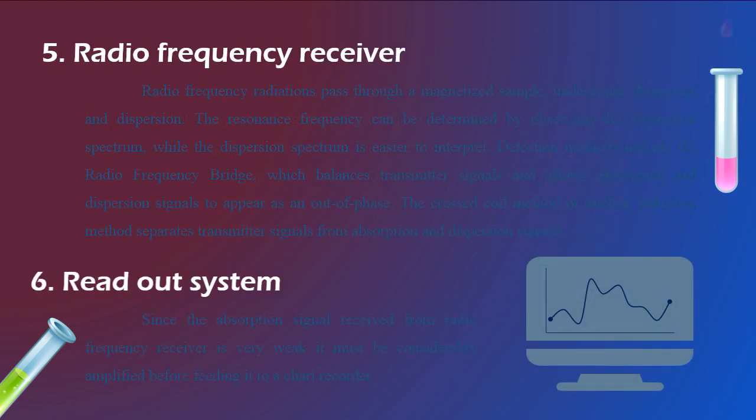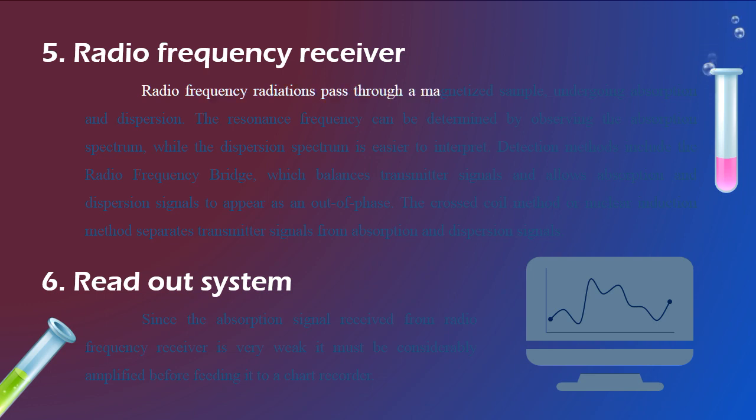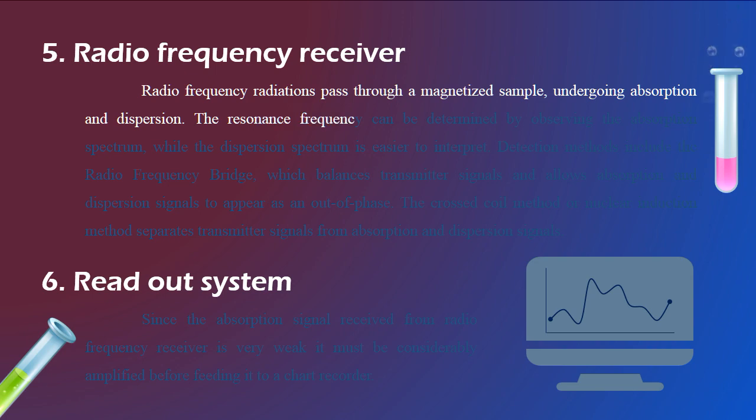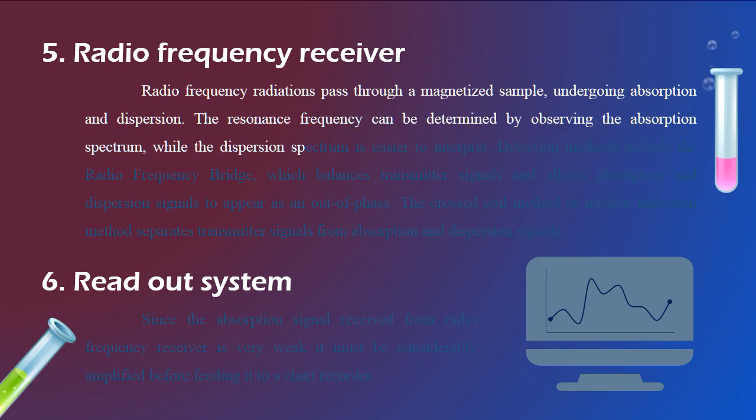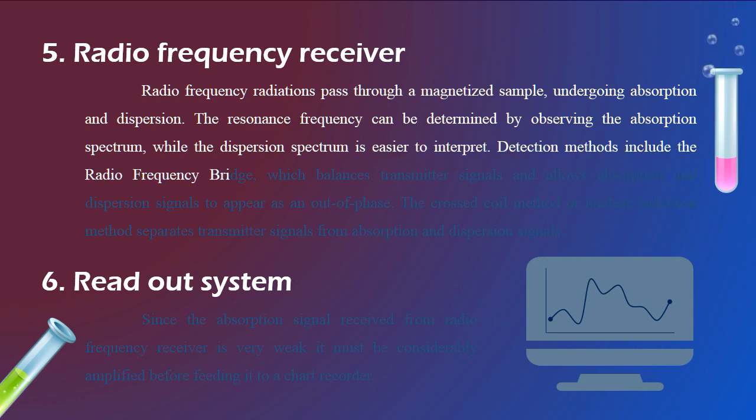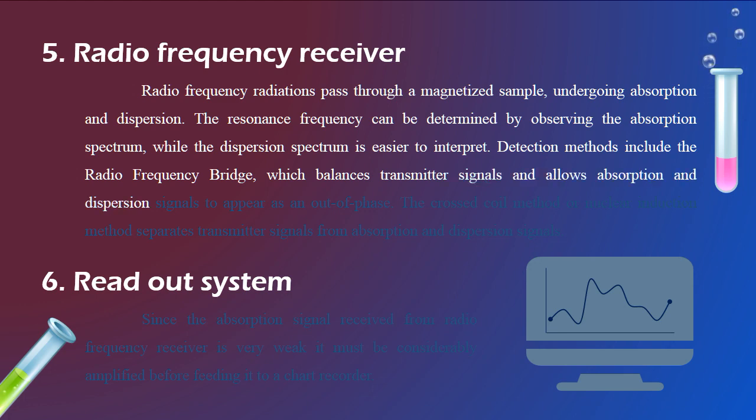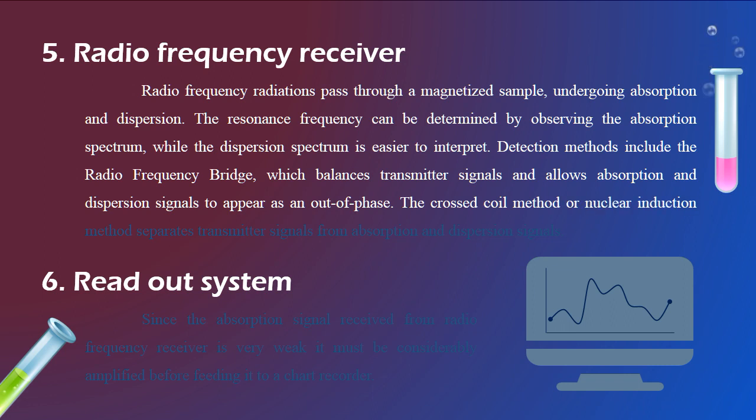The radio frequency receiver. Radio frequency radiations pass through a magnetized sample, undergoing absorption and dispersion. The resonance frequency can be determined by observing the absorption spectrum, while the dispersion spectrum is easier to interpret. Detection methods include the radio frequency bridge, which balances transmitter signals and allows absorption and dispersion signals to appear out of phase. The crossed coil method, or nuclear induction method, separates transmitter signals from absorption and dispersion signals.